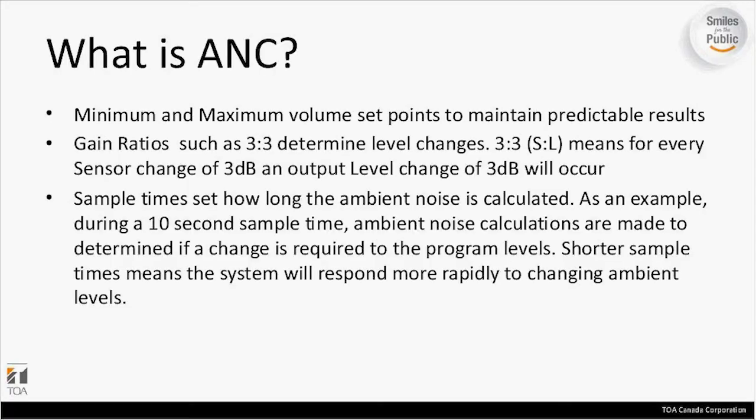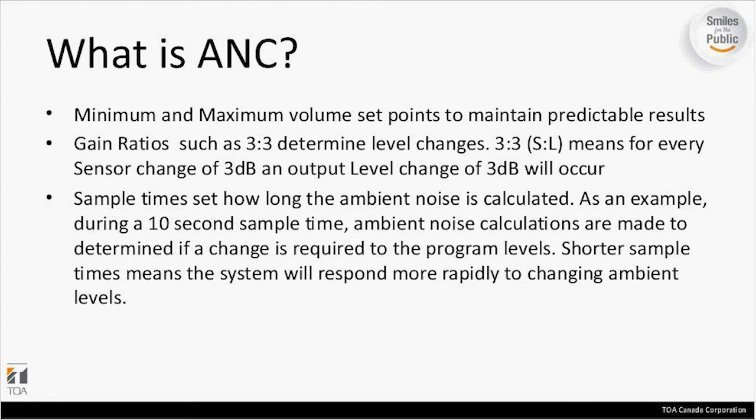As the noise level increases or decreases, the program of the ANC device can also adjust the output volume to increase or decrease to compensate. The desired goal of all of this is to have your program louder than the ambient noise, but not so loud that it's going to be obtrusive. We can set minimum and maximum volumes to maintain predictable levels so that we know at what level the sound is going to increase when the noise increases. And we do that by setting gain ratios.